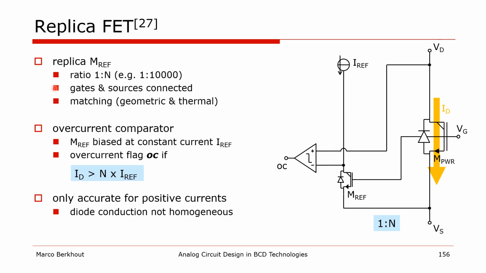The replica is biased with the reference current, and a comparator is added to compare the drain voltages. The overcurrent flag goes high when the current through the power FET is N times the reference current. Note that this scheme is only accurate for positive currents that flow from drain to source. If the current flows in the reverse direction through the body diode, the current distribution is not homogeneous, but tends to crowd in the hottest part of the diode.